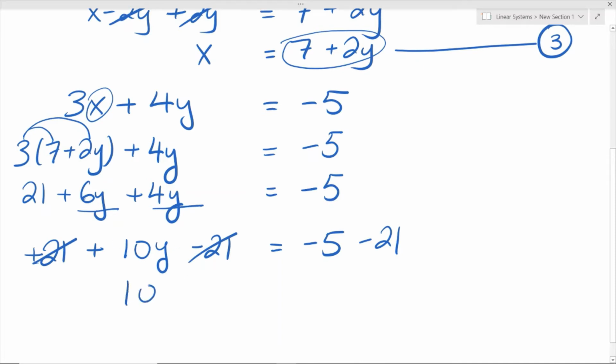So it's just going to be 10y that's left, which is equal to negative 5 minus 21. And I did negative 21 on both sides because we need to balance out the equation. So negative 5 minus 21 is going to give us negative 26.